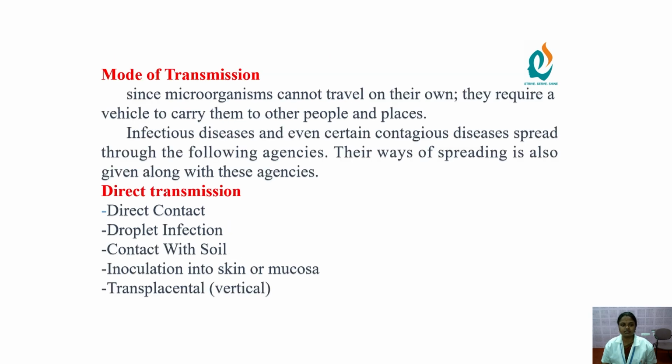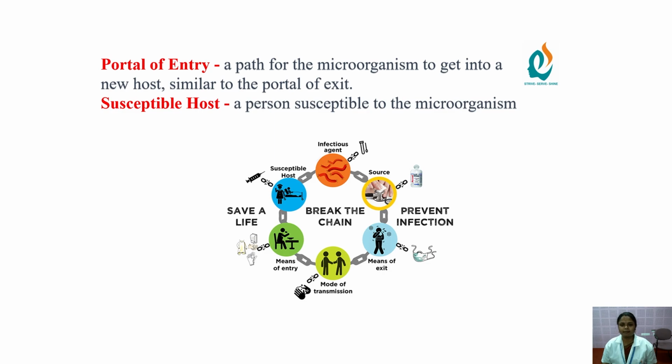So, mode of transmission. Since the microorganisms cannot travel on their own, they require a vehicle to carry them to other people and places. Infectious disease and even certain contagious disease spread through the following agencies. Their ways of spreading are also given with these agencies. That is the direct transmission. Examples: direct contact, droplet infection, contact with soil, inoculation into the skin or mucosa, and transplacental vertical. So the portal of entry, a path for microorganisms to get into the new host, similar to the portal of exit. Susceptible host, a person susceptible to the microorganism.